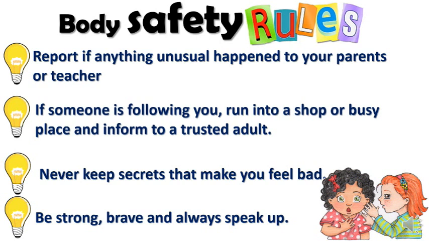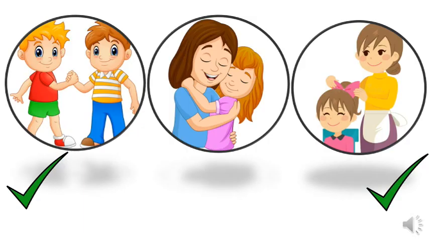Never keep secrets that make you feel bad. Now, there are some kinds of secrets that you have to keep, but there are some kinds of secrets that you don't have to keep. Like if someone is fighting with you, or if someone is touching you badly, don't keep it as a secret. Tell your mom or your teacher so that they can help you. Be strong, brave, and always speak up. Don't be quiet. You have to tell if something is going wrong with you, okay?